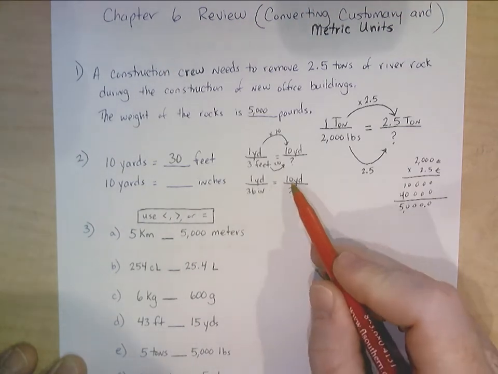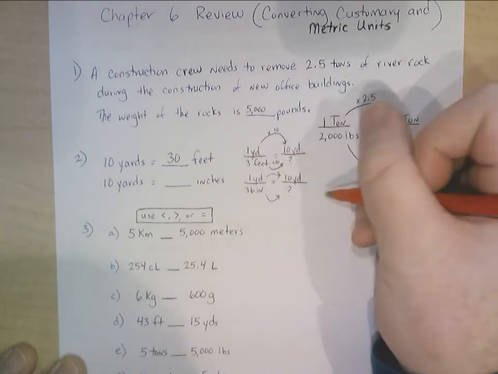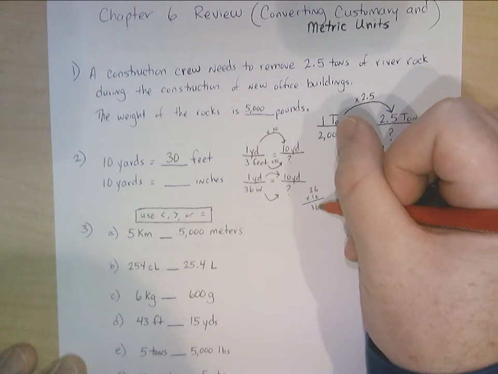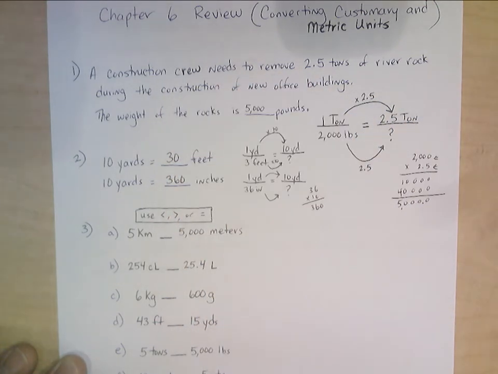Same thing here. 1 can go to 10 yards 10 times. Multiply the bottom by 10. 36 times 10 is going to be 360. So that's going to be 360 inches.